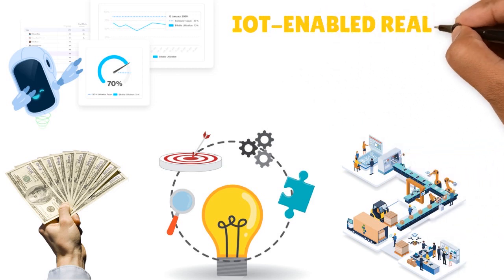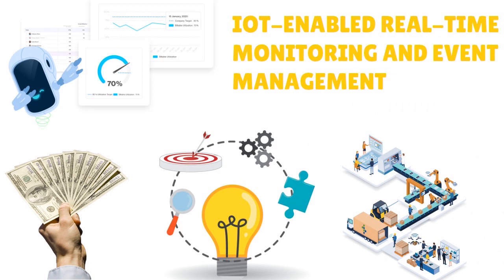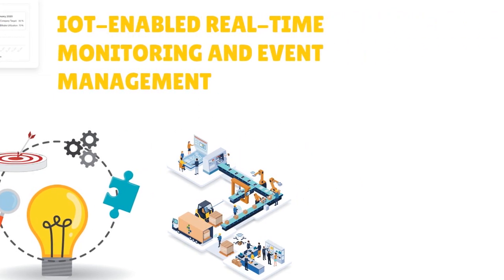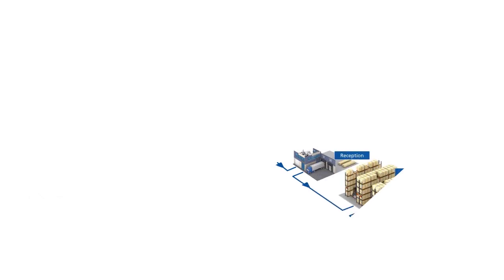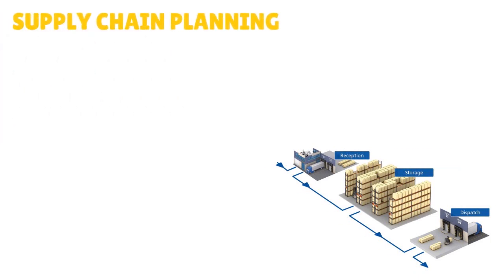You have IoT-enabled real-time monitoring and event management. So IoT, Internet of Things. BlueYonder actually offers diverse functionalities that really cater to industry-specific needs. And so you have capabilities from manufacturing to warehousing to supply chain management to shipping and so on and so forth. Okay, and when you think about BlueYonder, I want you to think about supply chain planning.